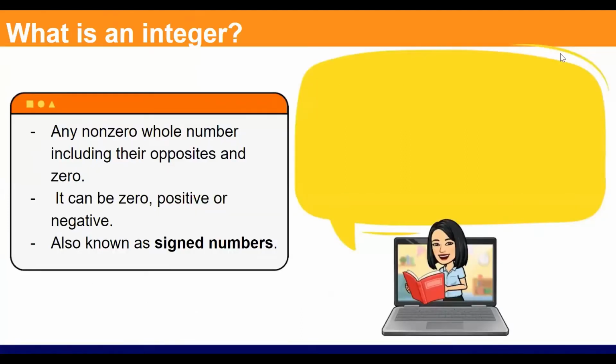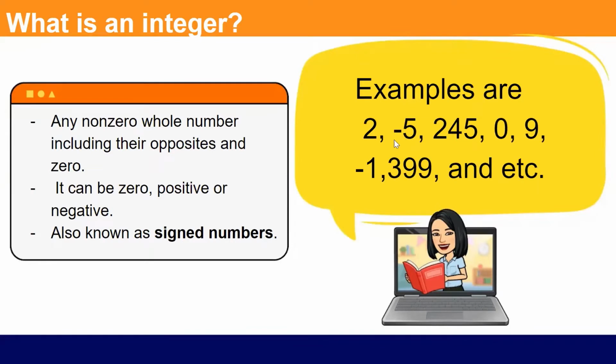What is an integer? Any non-whole number, including their opposites and 0. It can be 0, positive, or negative, also known as signed numbers. So, ibig sabihin, yung mga integers po ay walang fractions at wala ring decimals. Okay? Next. Examples. We have 2, positive 2, negative 5, 245, 0, 9, negative 1, 399, and etc.